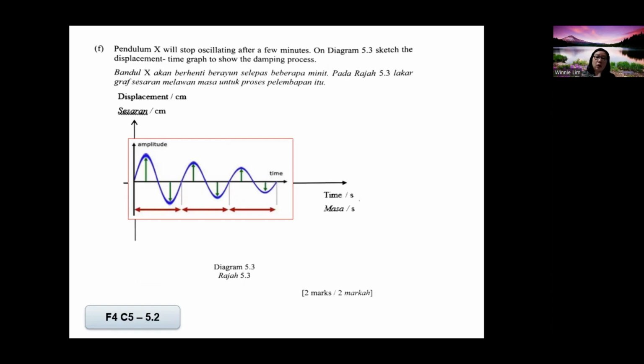But bear in mind, your period, the x-axis, they have to be the same. Or the frequency remains the same. This part, because sometimes students will draw this part getting smaller as well. No, this one must be the same. Period or frequency the same. Only the amplitude decreases. This one gets smaller and smaller if you want to continue. Okay.